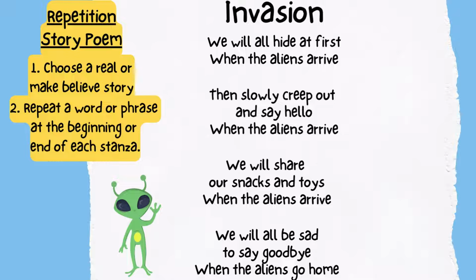Notice how this poem repeated in the first 3 stanzas, but then changed in the final stanza. This can be a fun way to end your repetition story poem because the reader will really notice when something changes a little bit, and that will emphasize your point even more.